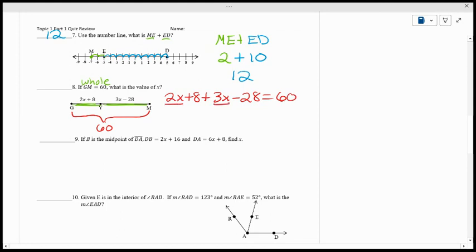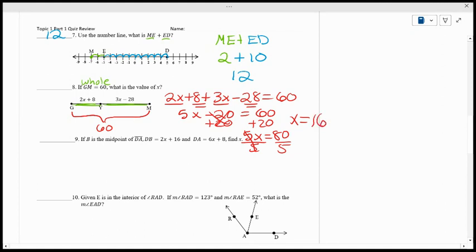Solve that equation, combine like terms. So that's 5x minus 20 equals 60. 5x equals 80. Get rid of the 5. X equals 16. That's your answer because it says what is the value of X? You found that. That's 16.